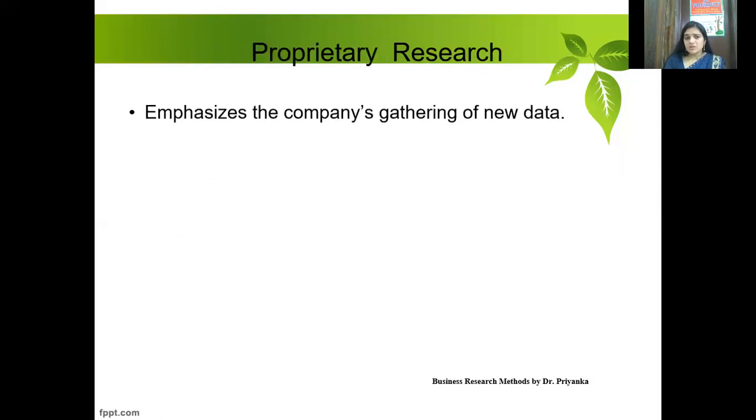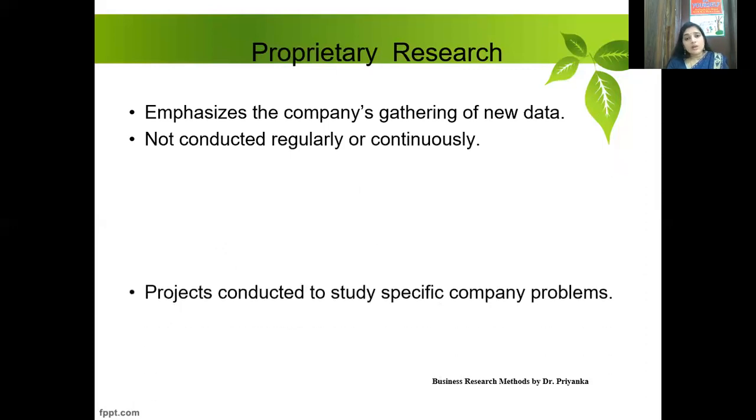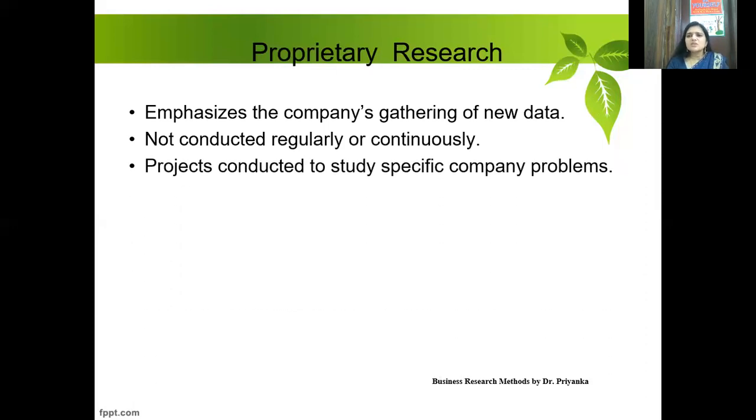Then proprietary research. This emphasizes the company's gathering of new data. When I say proprietary research, I'm talking about a company's own data, the company's own researchers' data. Then it is not conducted regularly or continuously. It is conducted once in a year, or once in 5 years, 10 years, depending on business organizations and their sales. Then projects conducted to study specific company problems. These are the projects conducted for the specific problems companies are facing.